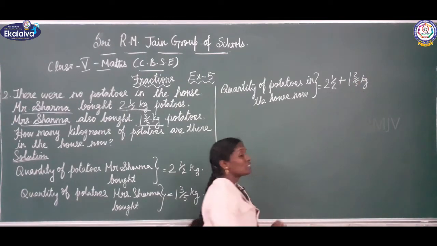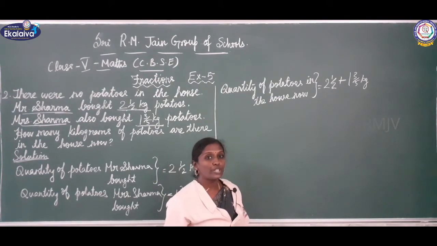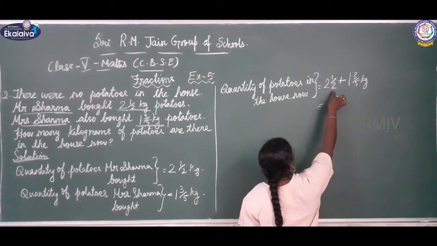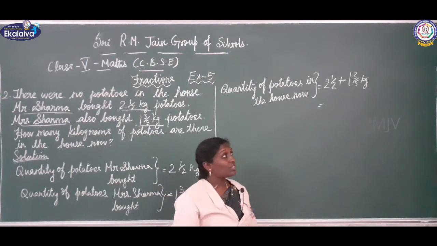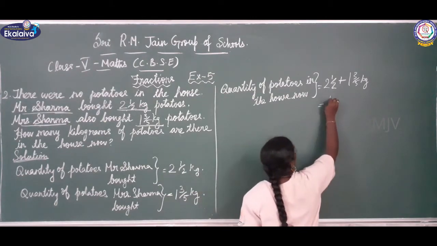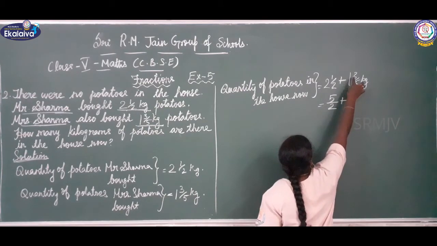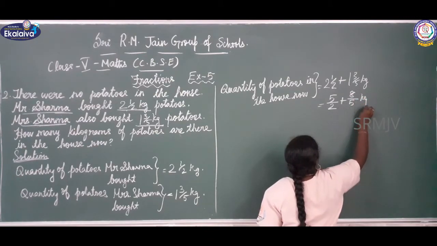See the fractions. These two fractions are mixed fractions. So first we are going to convert them into improper fractions. For that, we have to multiply the denominator and the whole number part. Then 2 2s are 4, 4 plus 1, 5. 5 by 2 plus, here 5 into 1, 5 plus 3, 8. 8 by 5 kilogram.